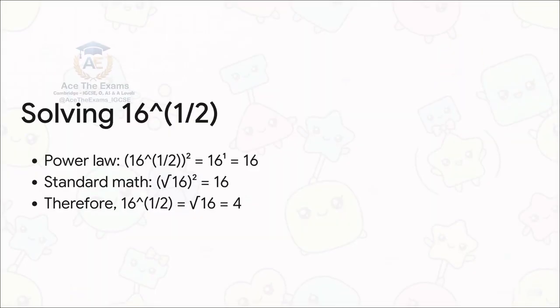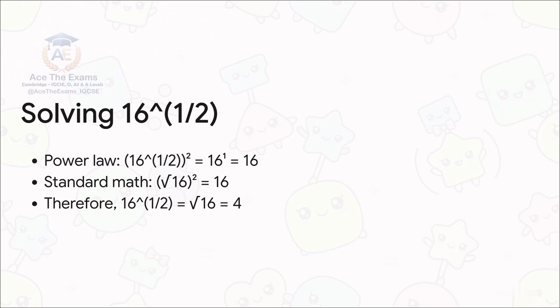Let's run a quick little experiment. First, using our power of a power cheat code, what if we took 16 to the power of 1/2 and we squared it? We'd multiply the indices. 1/2 times 2 is 1. So the result is 16 to the power of 1, which is just 16.